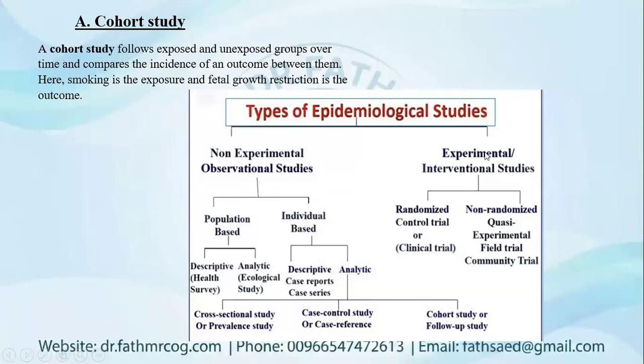And here we have the experimental intervention study. If randomized, it will be a randomized control trial, or if not randomized, a non-randomized experimental study. Most of the exam will come as a non-randomized control trial, or cohort, or case control. In terms of causality, the randomized trial is the best, then cohort, then cross-sectional, and the last one is the case control.